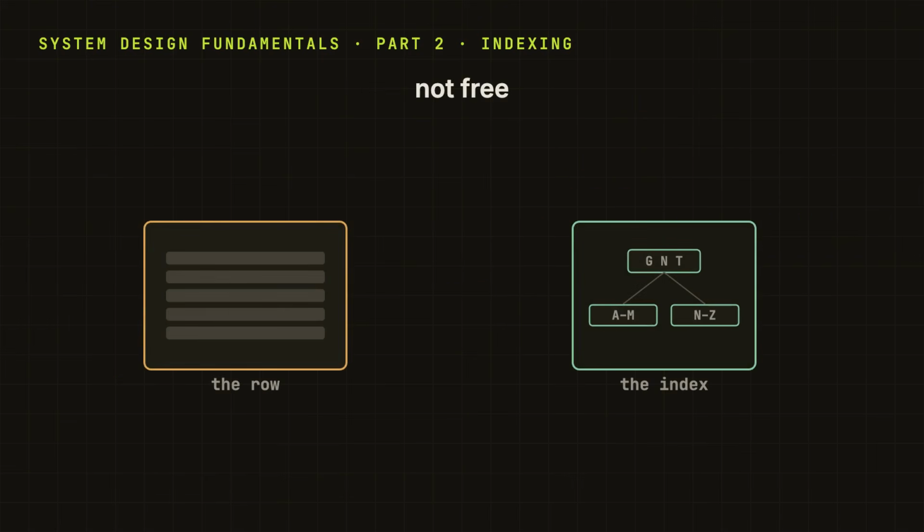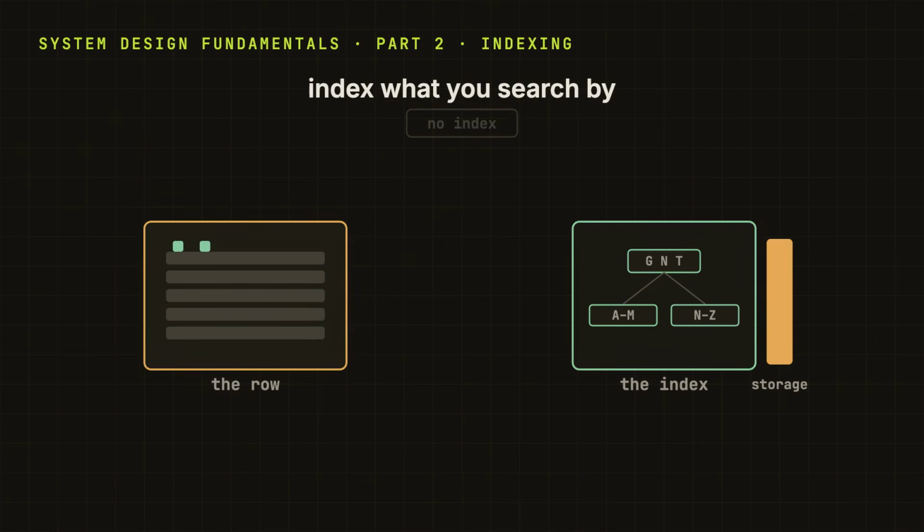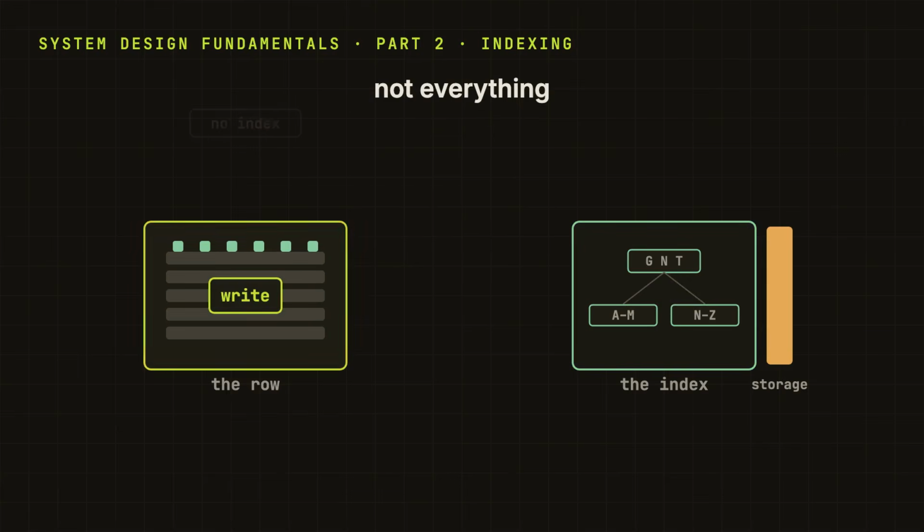But, and this is the part people forget, an index is not free. Two costs. One, it takes extra storage since it is a whole separate structure. And two, and more importantly, it slows down writes because every time you add or change a row, the database has to update the index as well. So the rule is put an index on the columns you frequently search or sort by, like email or order date. But do not index everything, or your writes will become very slow.